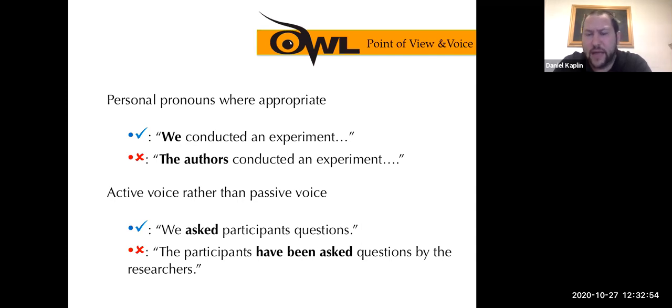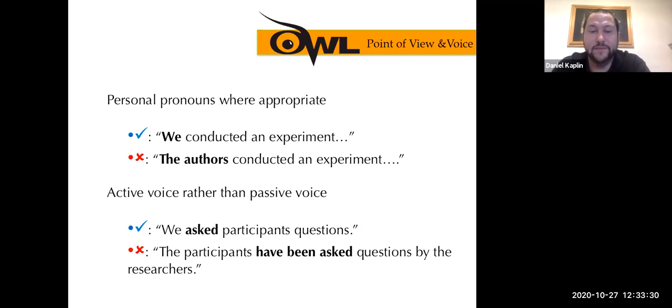We also require active voice rather than passive voice. And this goes back to clarity and concision. Look at these two sentences. "We asked participants questions." That's a very nice way of stating in your procedure how you did things. And this is what it used to be, and it's wrong now: "The participants have been asked questions by the researchers." You can see "have been asked" is passive voice, and you can also see there is a whole bunch of extra words that are unnecessary, so it's not really concise.